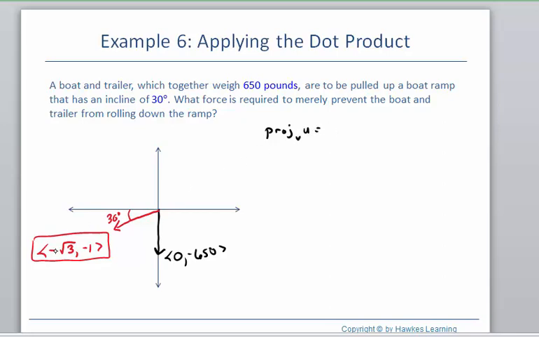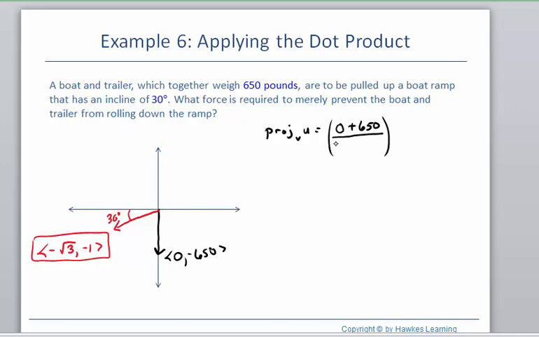All right, so I'm going to multiply my initial components together. For example, I'm going to do the negative square root of 3 times the 0, and that's just going to equal 0 for my dot product there. Then I'm going to add to that the second component, so the negative 1 times the negative 650, and that's going to give me a positive 650. All right, so my dot product is going to be 0 plus 650.